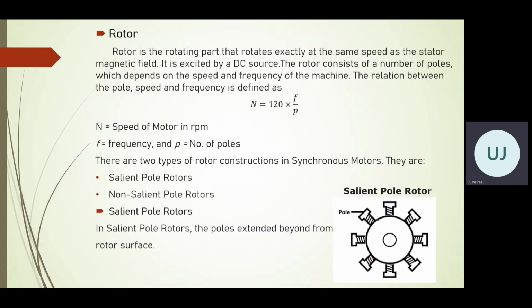And next is rotor. Rotor is the rotating part that rotates exactly at the same speed as the stator magnetic field. It is excited by a DC source. It consists of poles which depend on the speed and frequency of the machine.